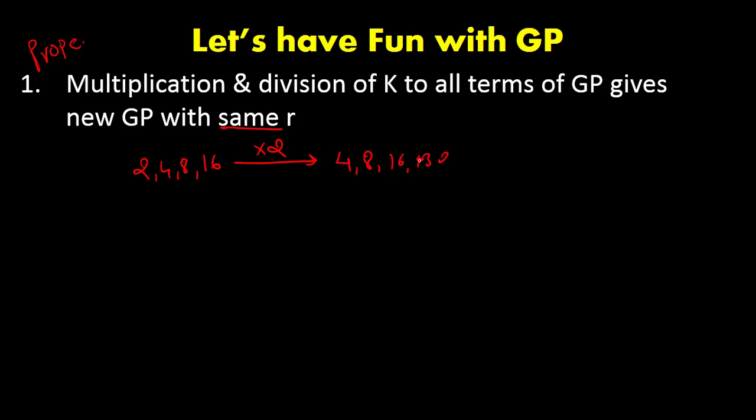Whether this progression is in GP? Yes, it is in GP. What is the R value in this new GP? It is again 2. So R is again 2. So multiplication and division does not change your GP. The common ratio will remain the same. Okay, next.